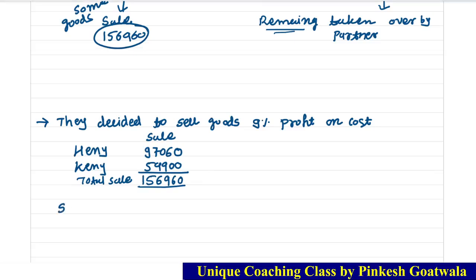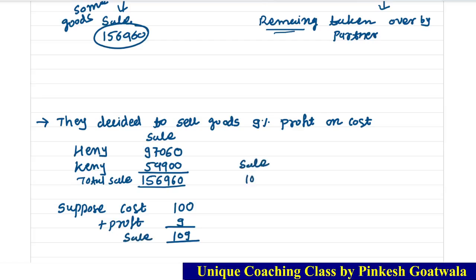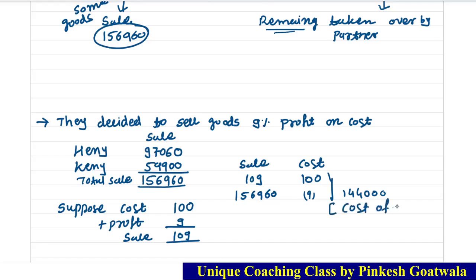Just suppose the cost is 100. The profit will be 9, so the sale will be 109. If the sale is 109, then the cost is 100. Here the sale is 156,960, so the amount will be 1,44,000. This is the cost of goods sold.